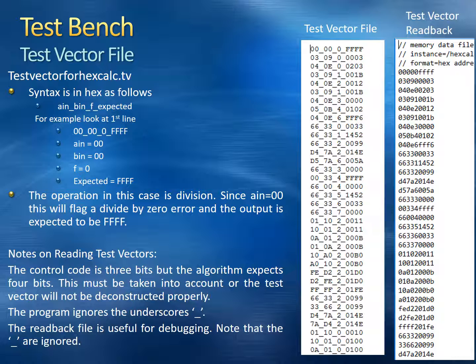I should mention, as I say in the notes on the slide, each hex number is 4 bits. I had a bug when I first tried this because my opcode is only 3 bits. And it was not deconstructing the vector properly because I did not take this into account originally. The underscores are actually ignored by the program, which makes it convenient.